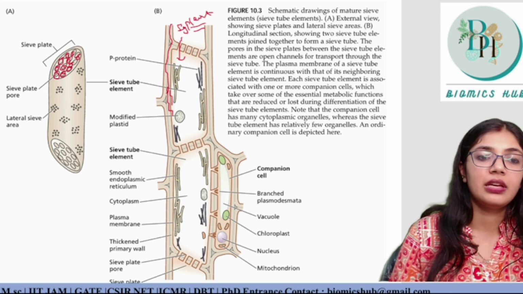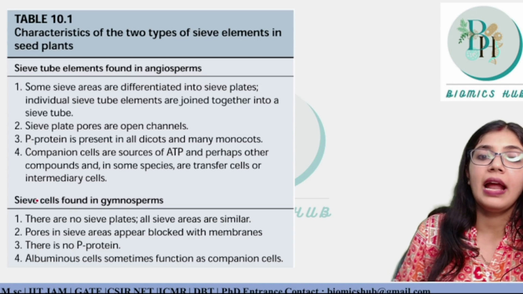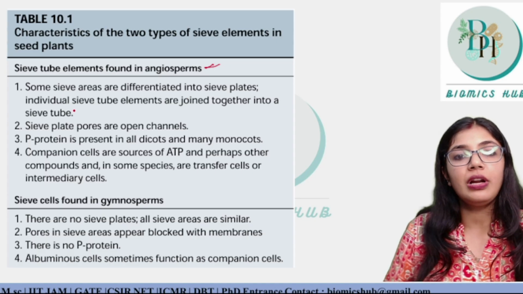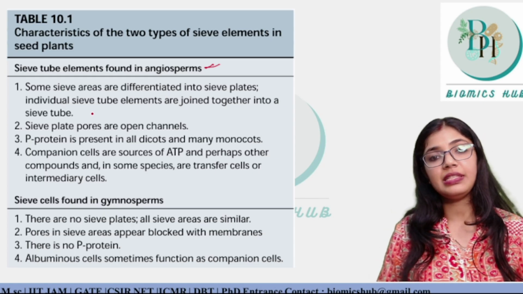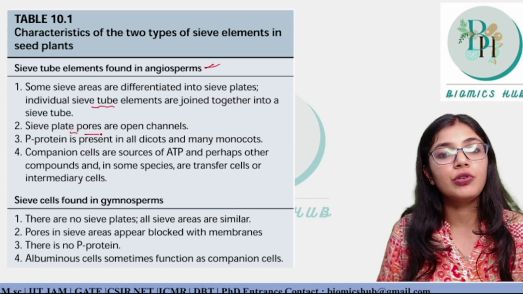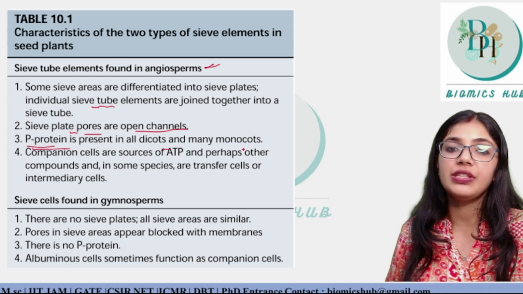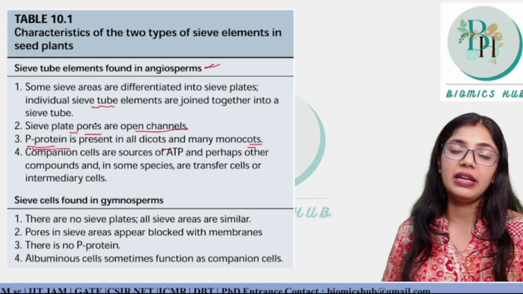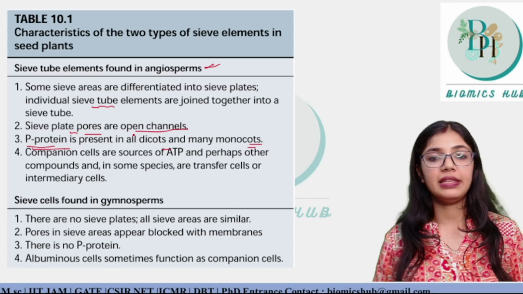Okay, now next we will discuss some of the features of sieve tube elements and sieve cells. The sieve tube elements are present in the angiosperms. When the sieve cells are present in continuous form, they form the sieve tubes. The sieve plate pores are open channels, and within them there are P proteins, which are present in dicots and many monocots. What is the work of these P proteins? They help in maintenance. If there is some damage, then the P protein will help in repairing it.